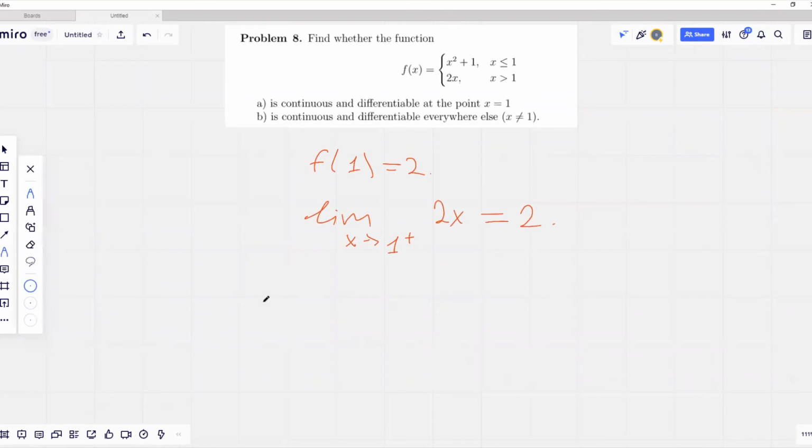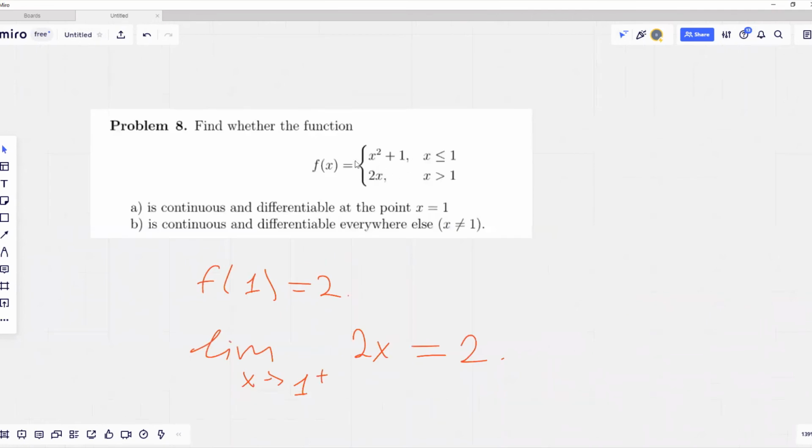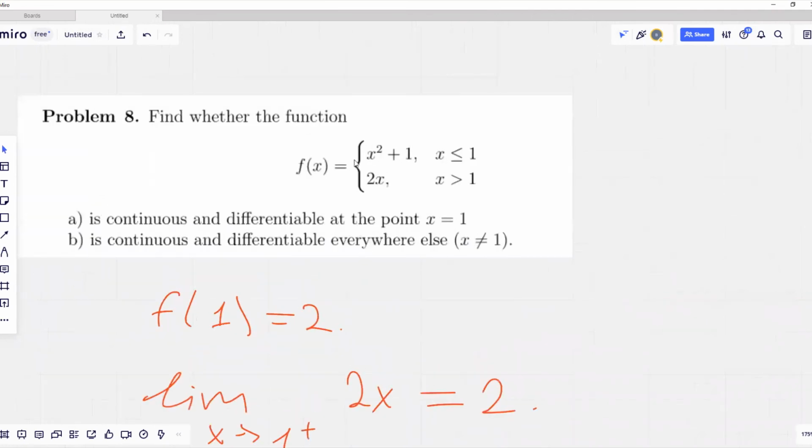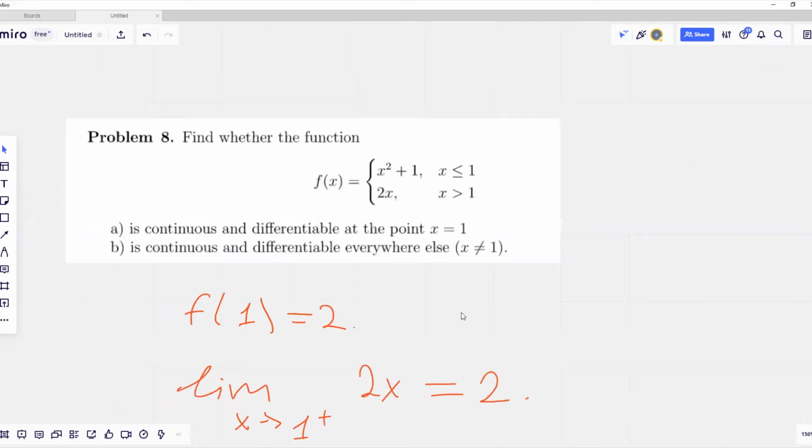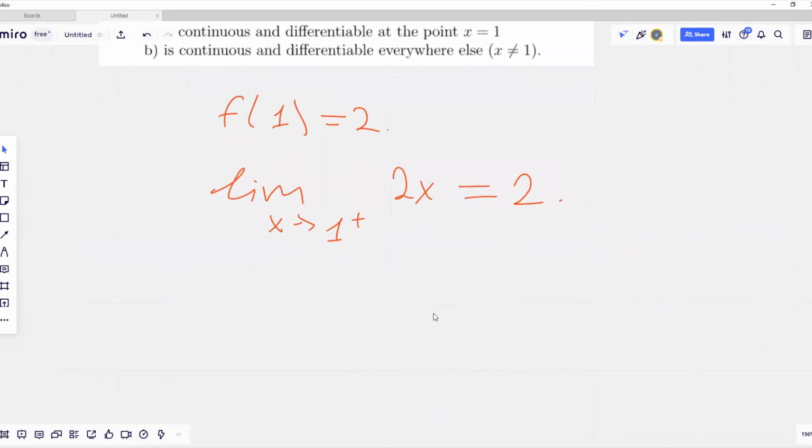You can, guys, quickly check that without using the limit definition of derivative by straightforwardly taking the derivative of x squared plus 1. This is 2x. And the derivative of 2x is then equal to 2. At point x is equal to 1, the derivative of x squared plus 1 is 2x and is equal to 2. So the slopes of tangent lines are equal to each other, meaning that it is differentiable at point x is equal to 1. But we are going to show all the steps.